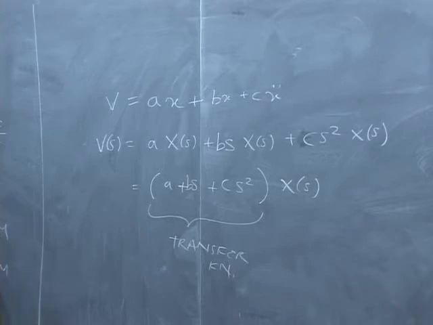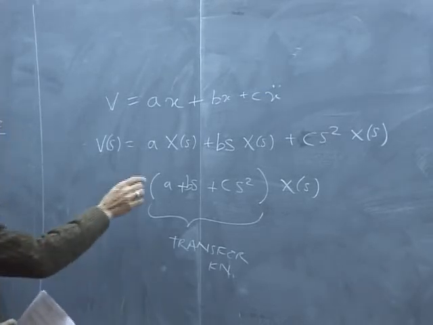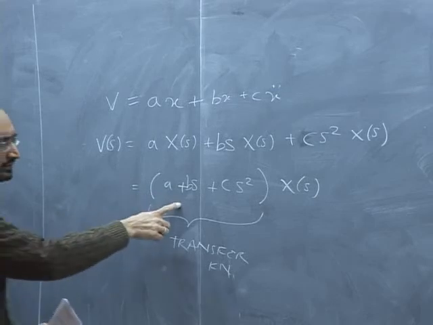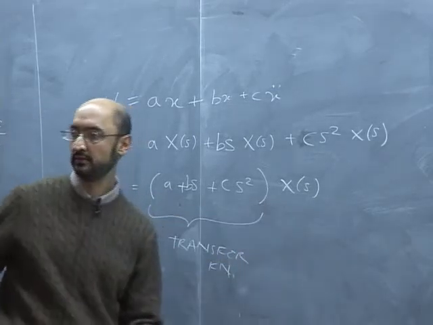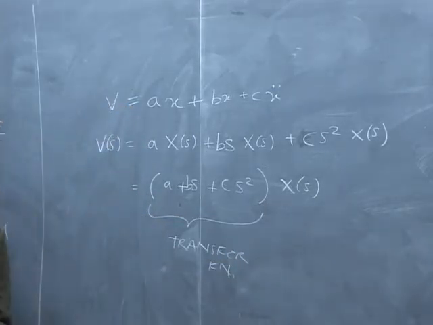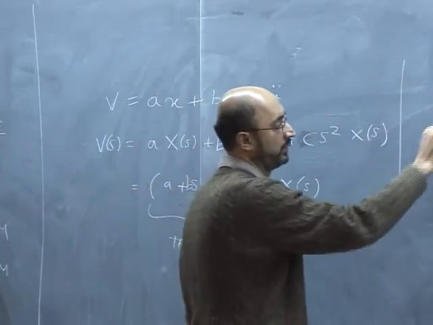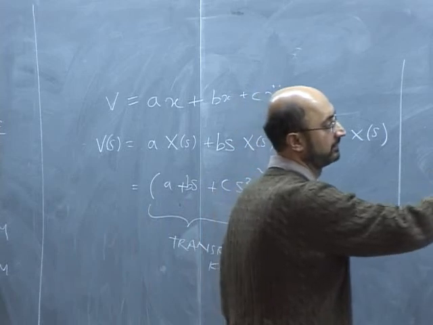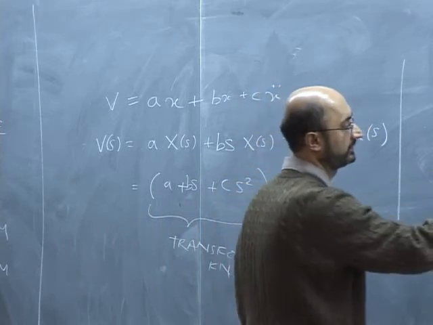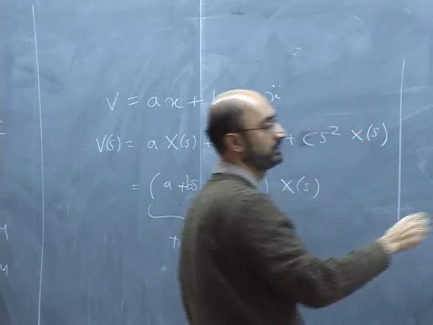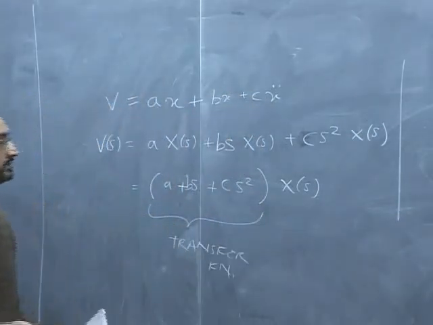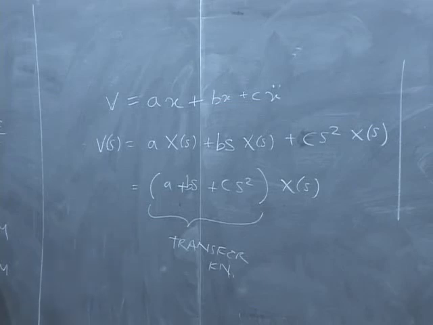Wait a minute. So V(s), no. We're saying that, see, output is going to be the transfer function times the input, right? So it's not 1 over. By definition, Y(s) is going to be G(s) U(s). This is the transfer function, this is the input, and that's the output. And we just substituted x for u and v for y.